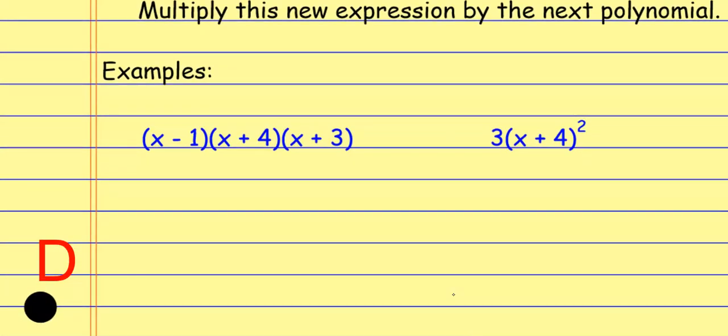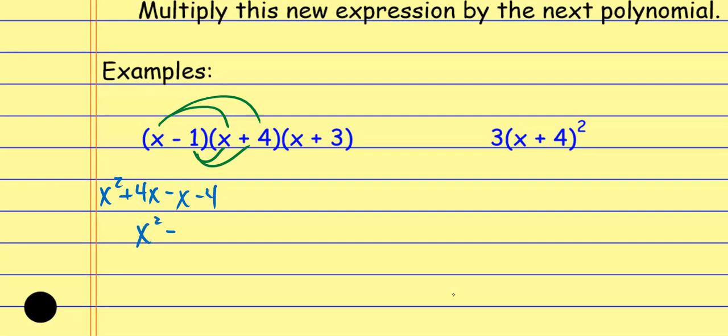For example, if I look at something like this guy. Again, I just picked 2 of these to multiply. I can only multiply 2 at a time. So if I were to kind of just ignore that guy for a second, if I only multiplied the first 2 together, well, it would look like this. I would distribute the x, okay? And that would give me an x squared plus 4x. I would distribute the negative 1. And that would give me a minus 1x minus 4. And then I would combine like terms, and I would get x squared plus 3x minus 4.